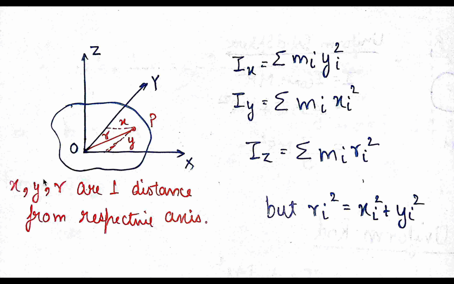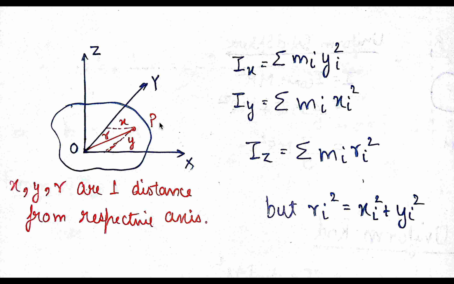So let's see the proof of this theorem. Again we have the same origin, and let's say we have a point P which has coordinates x, y, z. Sorry, this P actually lies in the plane of x and y, so P has coordinates x, y, 0. The x, y and z axes are mutually perpendicular to each other, and x and y are the distances of the point P from the respective axes. That's simply the coordinate definition.